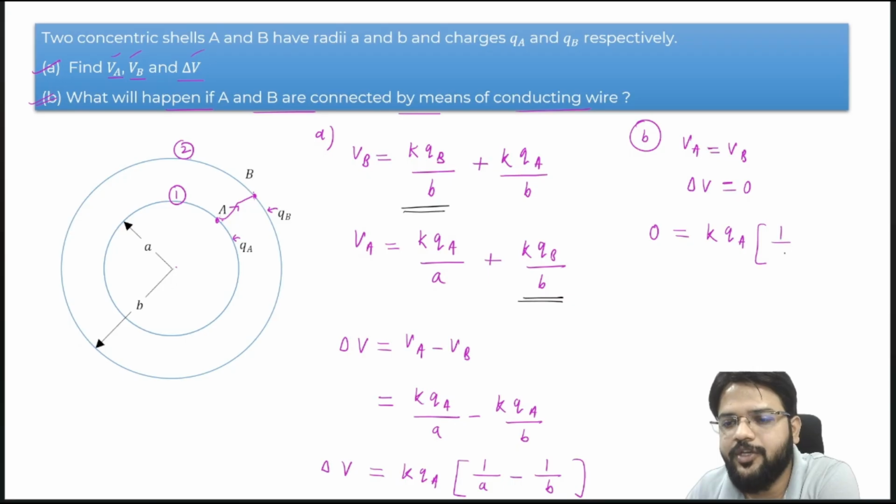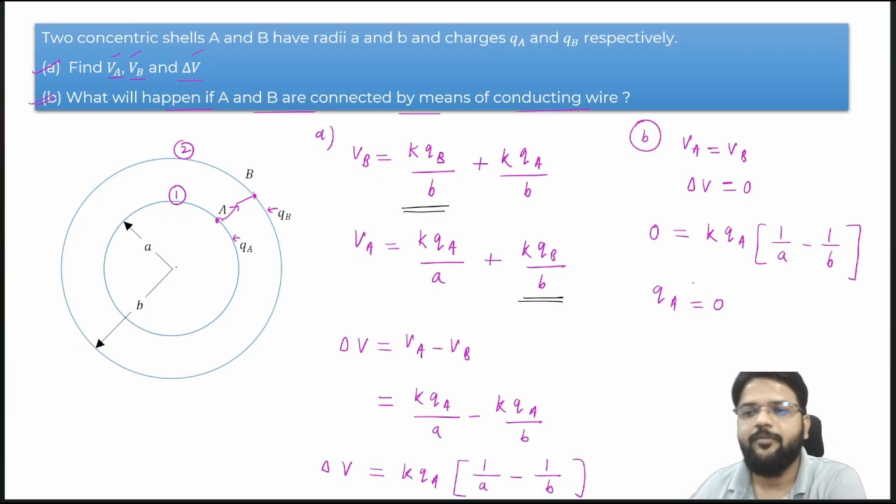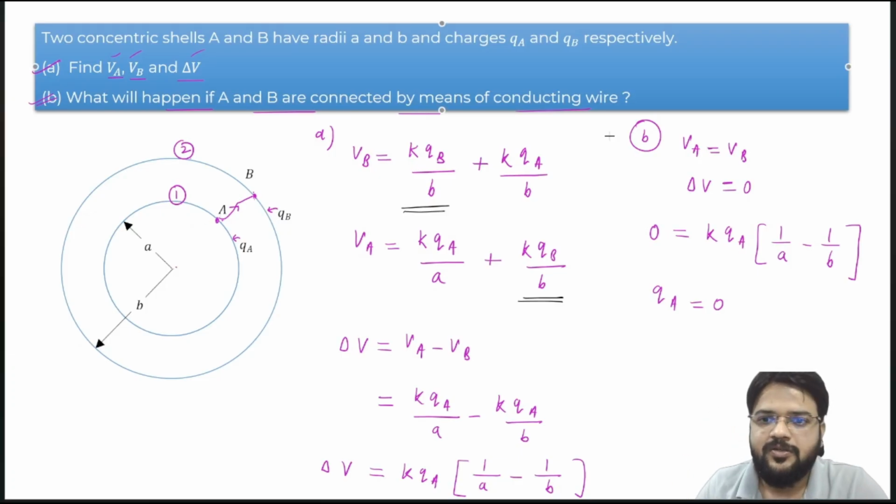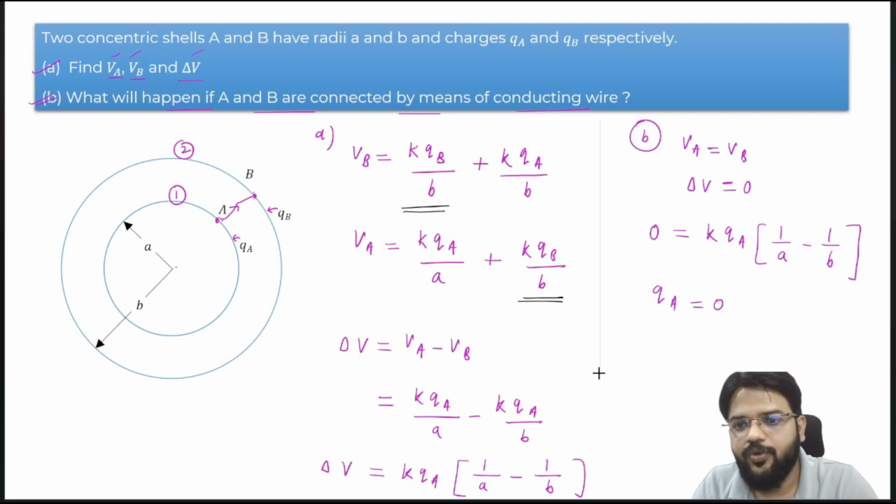what is the QA value? Think about it, everyone. Then QA is becoming 0 here. It means the whole charge is moving from the inner to the outer cell. Whatever charge is present on the inner cell, that whole charge will move from the inner to the outer cell. This thing will happen if I connect with the conducting wire. So I hope this thing is clear. Note down, everyone.